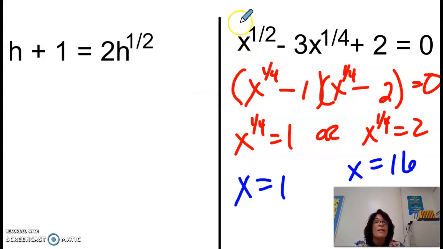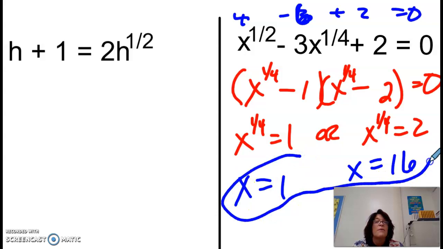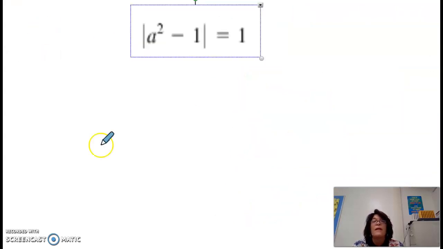If I put 1 in here, I get 1 minus 3 plus 2. Does that equal 0? Yep. If I put 16 in, square root of 16, or 16 to the 1/2 is 4, minus 16 to the 1/4 is 2. 3 times 2 is 6, so I have 4 minus 6 plus 2. Yeah, actually, they both work. Okay? Let's go back to absolute value.